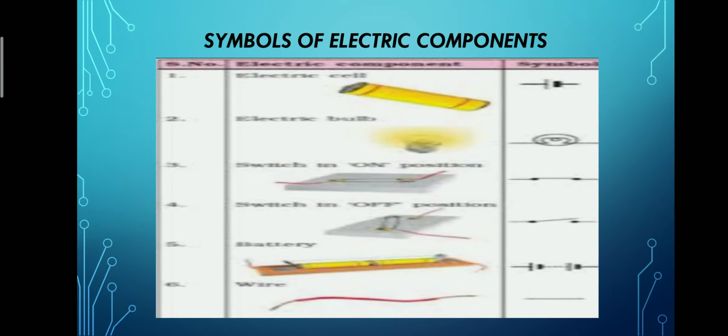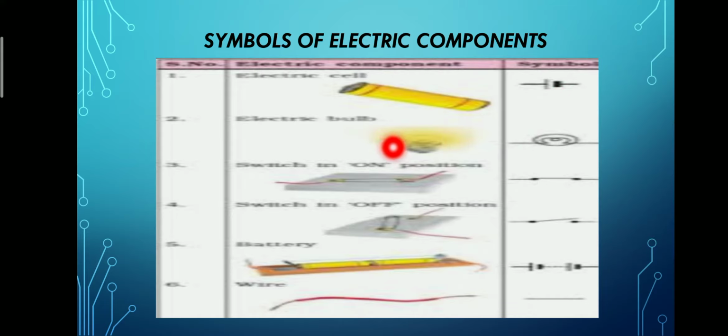Next is the symbols of electric components. First one is a cell. A cell is a single unit, and this is the symbol for it. We'll have a taller line and a shorter line. The taller line represents the positive sign, and the shorter one represents the negative sign.